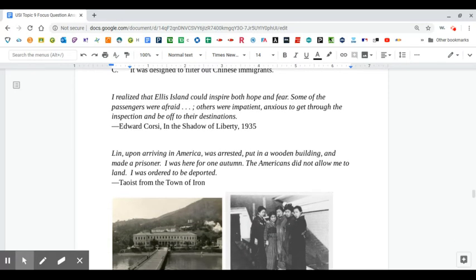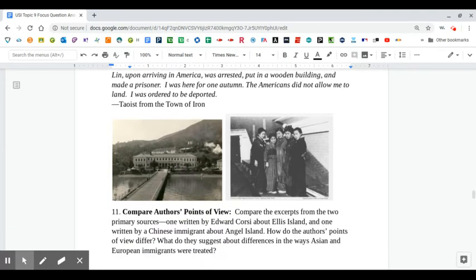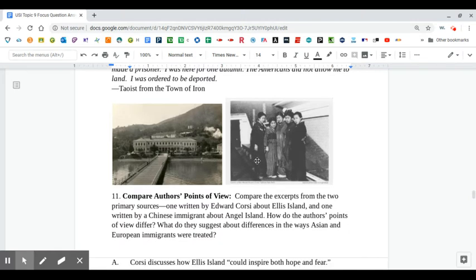Here's a quote. "I realized that Ellis Island could inspire both hope and fear. Some of the passengers were afraid, others impatient, anxious to get through the inspection and be off to their destinations." Quote from Edward Corsi in In the Shadow of Liberty in 1935. Another quote. "Lynn, upon arriving in America, was arrested, put in a wooden building, made a prisoner. I was here for one autumn. The Americans did not allow me to land. I was ordered to be deported," and that took place at Angel Island. These photographs are from Angel Island here on the left, and then some Asian immigrants who came to the United States.